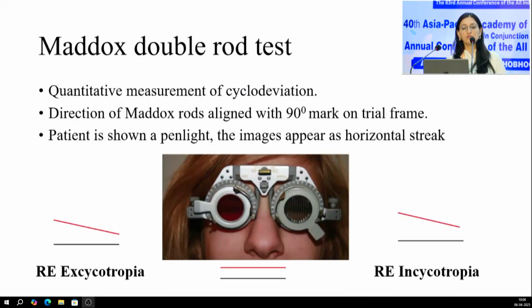Again, the double Maddox rod test is used to measure cyclodeviation. So these rods are aligned with the 90-degree mark, and this is how the patient perceives it. So what we have to do is ask the patient to rotate the rods until both the lines are parallel.